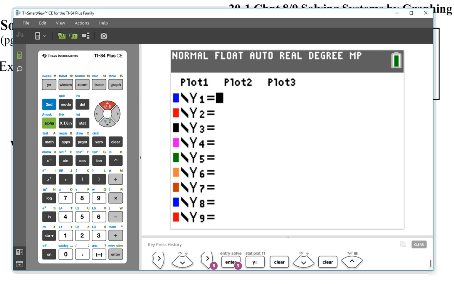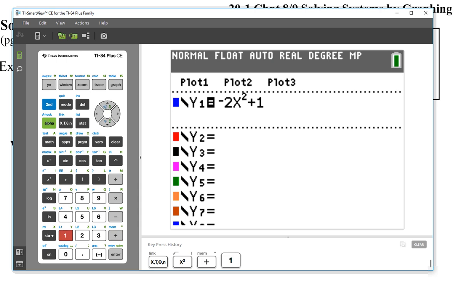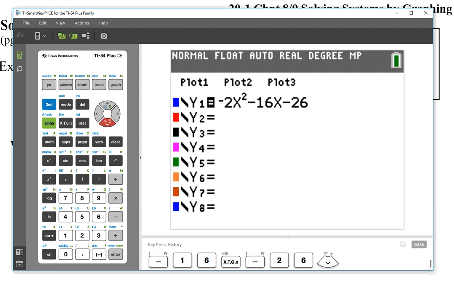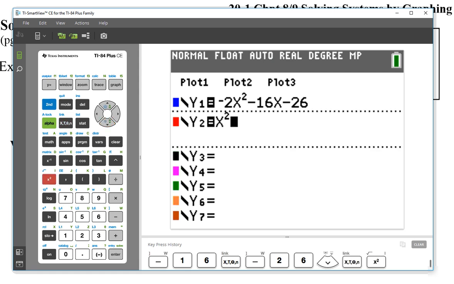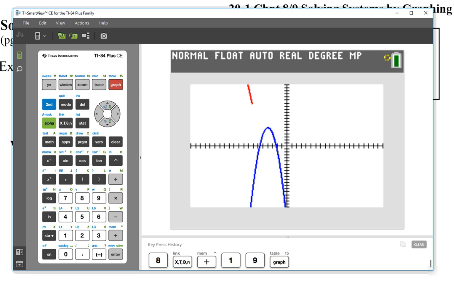And our equations, negative 2x squared plus 16x plus y. Whoa, I apologize. Let me start that over, I was reading the wrong thing. Y is negative 2x squared minus 16x minus 26. There's my first equation. Second equation was x squared plus 8x plus 19. There's my second equation, and now I want a graph.